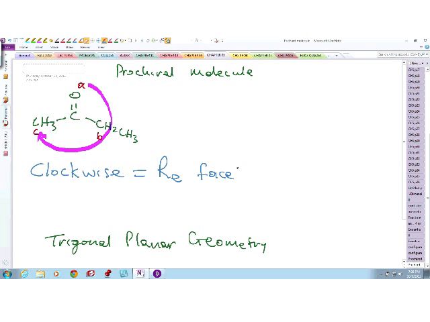In other words, if I look at this here, I draw it, and I am able to move from A to B to C, and that is clockwise, I will say that is the Re face. Now supposing we look at the other face, that would be opposite.